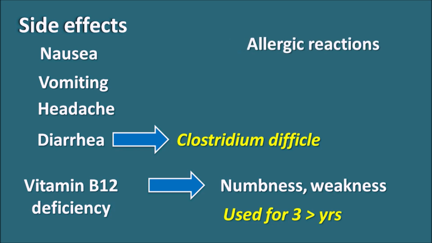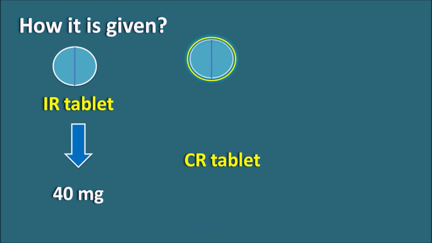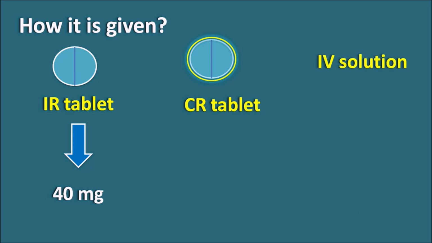Similarly, the pantoprazole can also produce a few allergic skin reactions. And apart from this, there is a concern of bone fractures when these drugs are used for a long-term period. How is it given? Pantoprazole can be given as an IR tablet, that is immediate release tablet, and it can also be given as a CR tablet, the controlled release tablet, which releases the drug in a controlled way for a longer period, as well as it's also available as an IV solution.